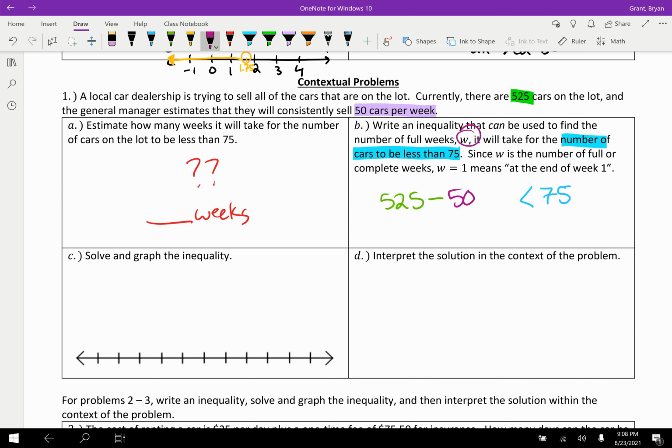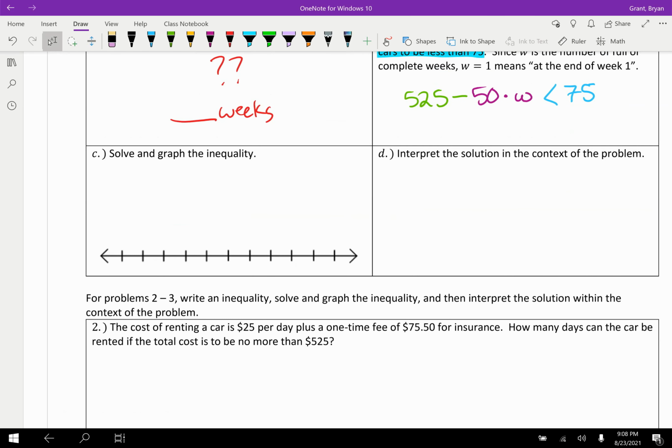They said to use W for full weeks. If it's 50 cars per week, couldn't we do 50 times W? Think about it. If W was 1, then that would mean 525 minus 1 of those 50s. If W was 2, it would be 525 minus 2 of those 50s, and so on. From here, we have an inequality that we can use to determine how many weeks it will take for the number of cars to be less than 75. In fact, we should probably work with that inequality and solve it.